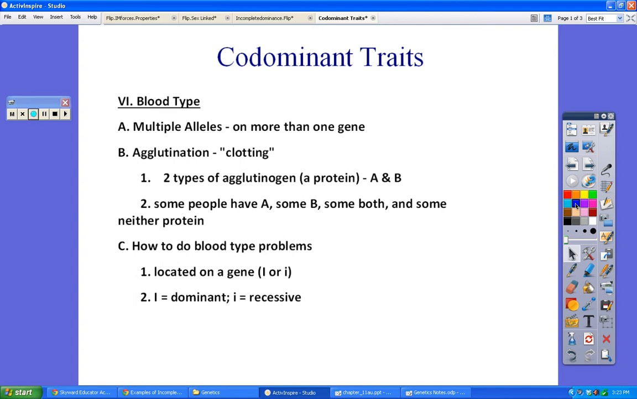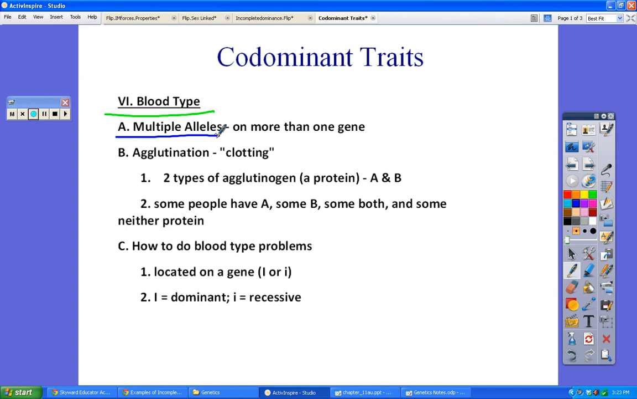And I'm going to focus on blood typing as our example for this one because it's a great example for how it's used in our body. It has multiple alleles again, so we're going to have different letters. We're going to have an A blood type, a B blood type, an O blood type, and all those are going to be represented by different letters.